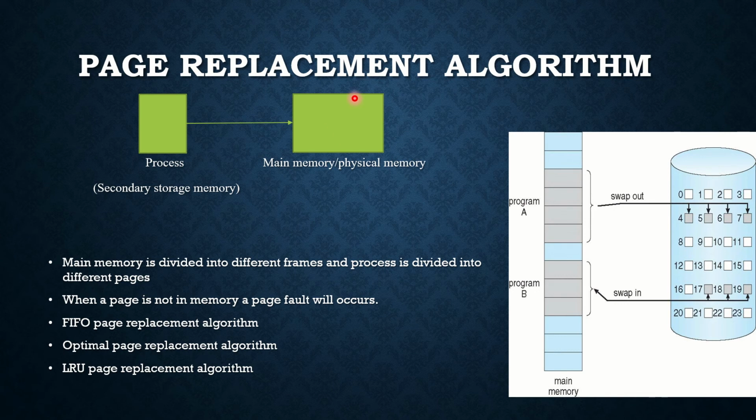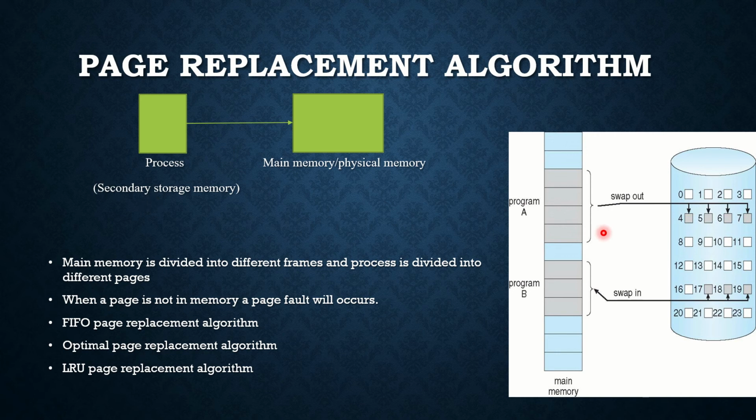See, if a process wants to execute, first that process has to be loaded to the main memory, or your physical memory, and then only will that process be executed by the CPU, right? Usually that process will be in a secondary storage device, like your hard disk or your pen drive or any secondary storage device.